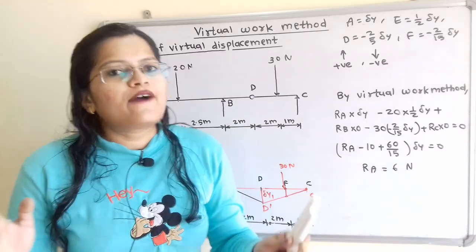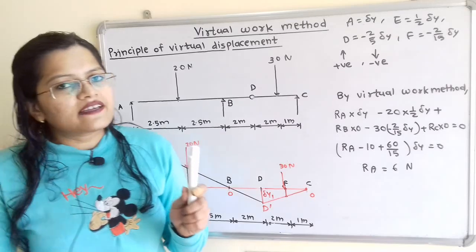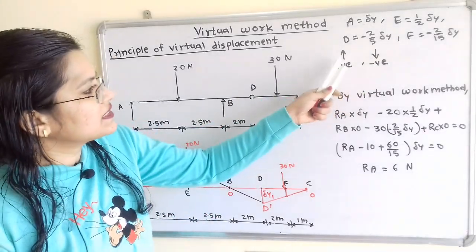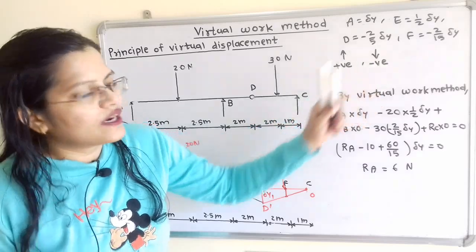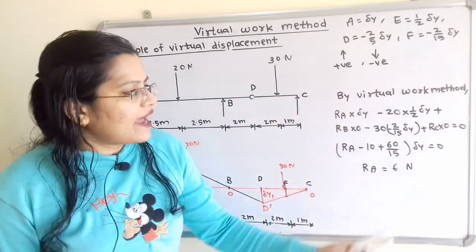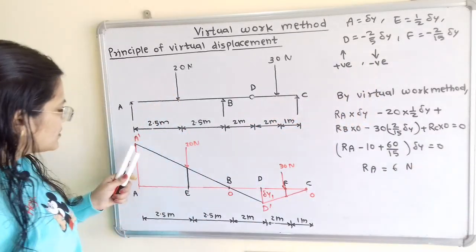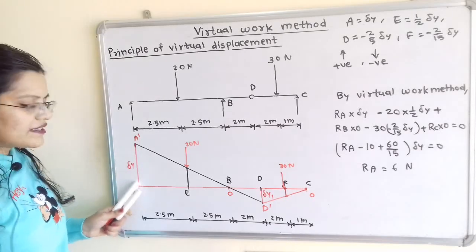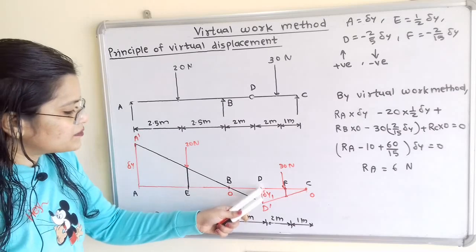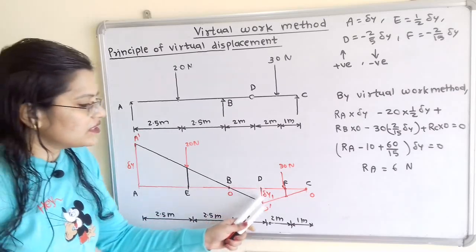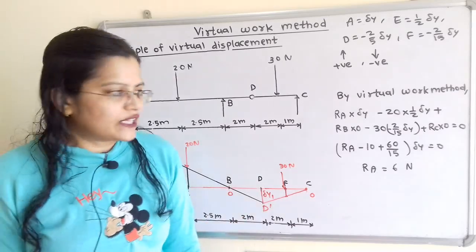So we have to consider the sign convention. So for forces, this is the sign convention. For upward direction, positive sign; for downward direction, negative sign. And for displacement, we have to consider the sign convention, that is the displacement above original position with positive sign, and displacement below the original position, that is for the negative sign.